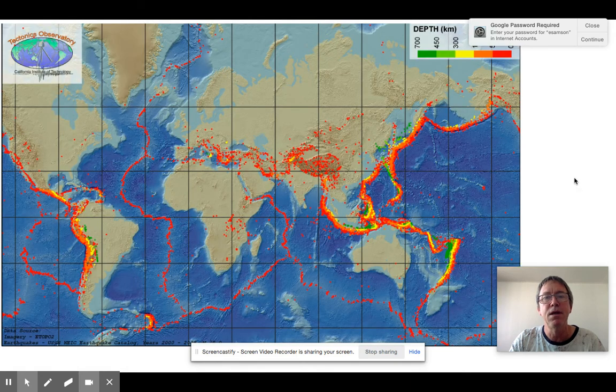Here's a beautiful map of the world showing, I believe, all the earthquakes. What I want you to zoom in on is look at here. Red is shallow, orange is a little bit deeper, yellow is a little bit deeper, and green is the deepest. And so you can see where this crustal material is diving down, getting deeper and deeper. There's a trench here, and it gets deeper and deeper as we move this way.